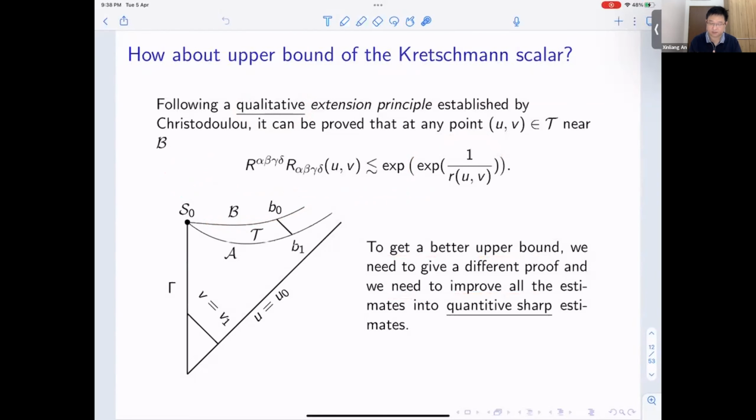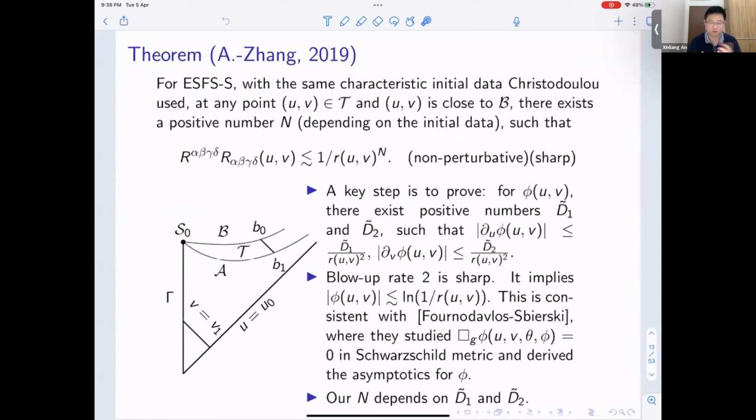In a work with Ruixiang Zhang in 2019, for the Einstein-scalar field system under spherical symmetry, with the same initial data Christodoulou used, we can show that no matter which point along the space-like singularity, the Kretschmann scalar always has a polynomial upper bound: there exists n depending on the initial data and the location, such that the upper bound would be 1/r to the power of n. And our proof and result is non-perturbative. This would be true for each of the points along the space-like singularity.